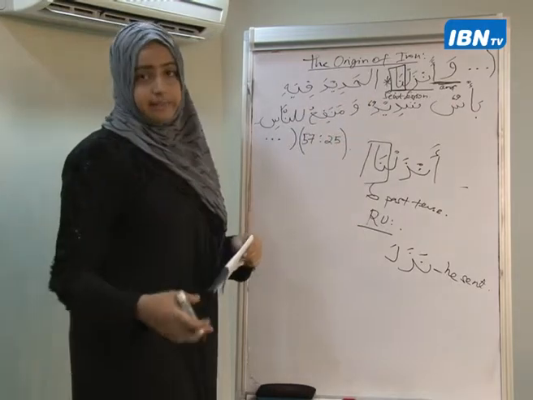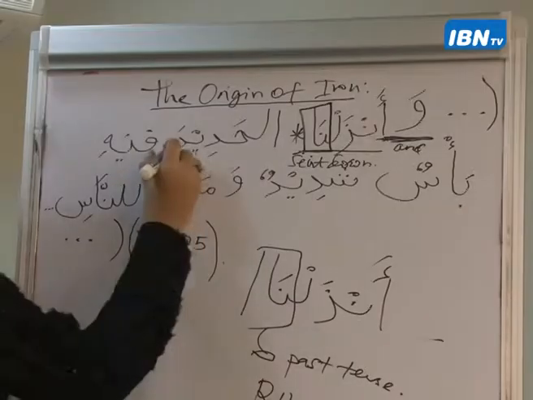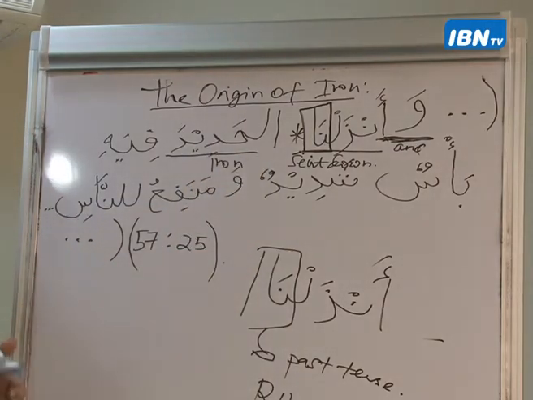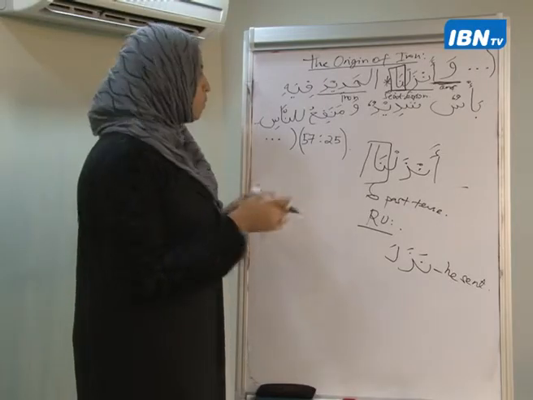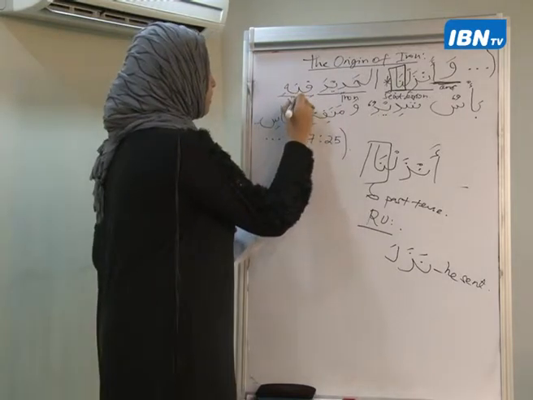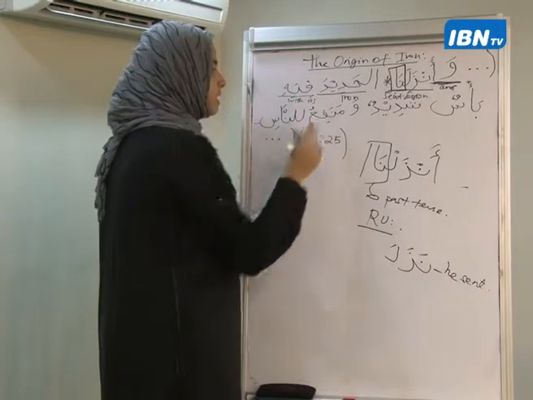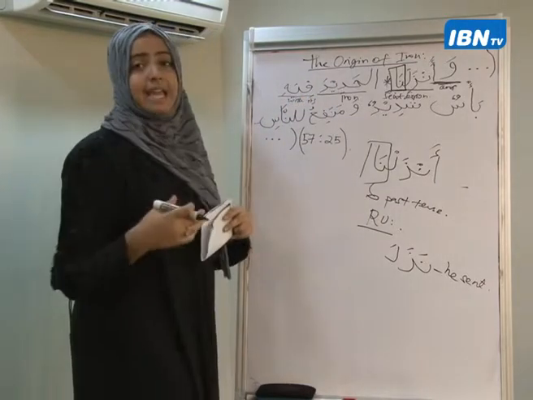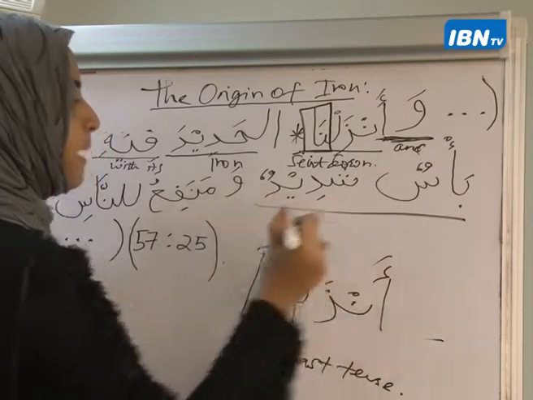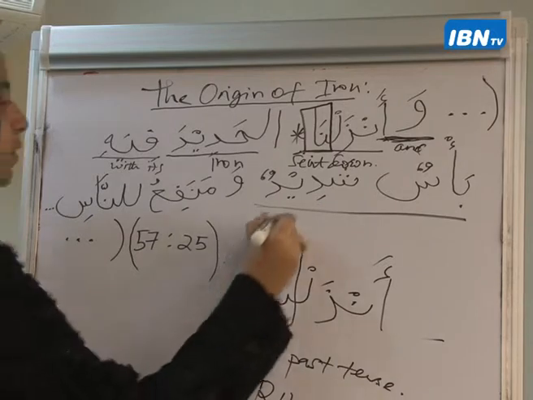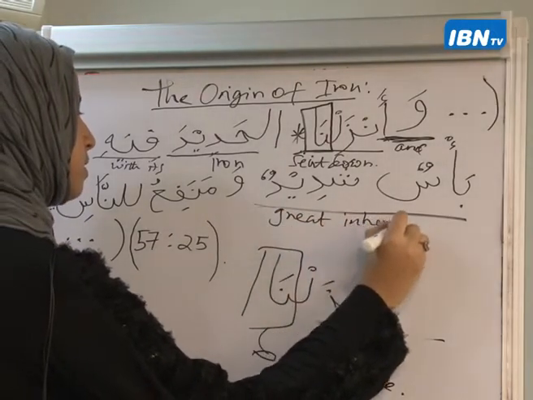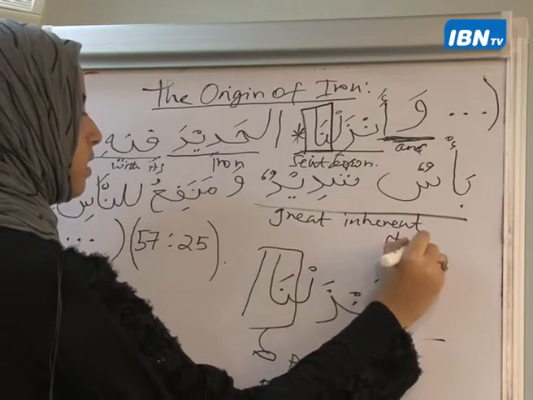وَأَنزَلْنَا الْحَدِيدَ. Hadid means iron, okay? And we sent down the iron. It says fihi, with its, okay? With its great inherent strength. Ba'sun shadid, meaning great inherent strength.